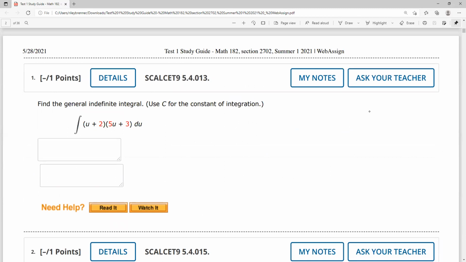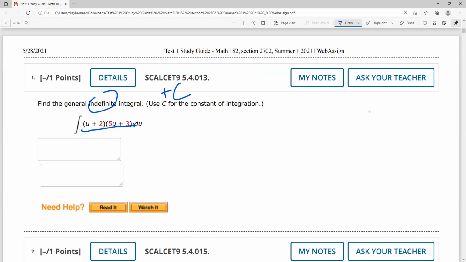Question 1. We have right here, find the general indefinite integral. Keyword here, indefinite integral always means plus C will be in your answer, right? So taking a look at this, what sort of process do you think you should do first in order to solve this problem? What should we do with this function in here? There's a few options. There are multiple different ways to get the answer, but what do you think would be the best way to solve this?